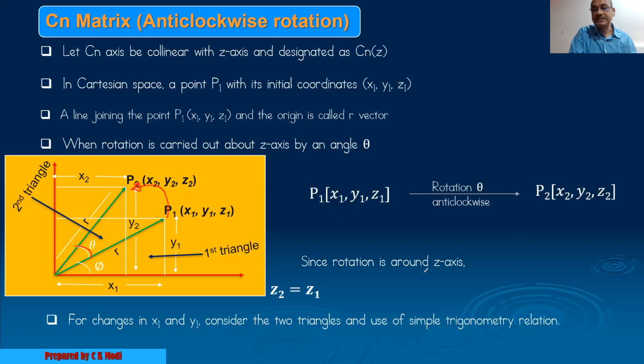Now since rotation is carried out on the z-axis, because the Cn axis is collinear with the z-axis, we can say that the final coordinate z2 is equal to z1, because the position of z remains as it is. Therefore z2 is equal to z1. But what about the position of x1 and y1? For the change in x1 and y1, consider the two triangles. So these are the two triangles. Look at this triangle.